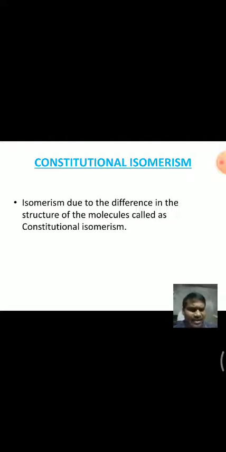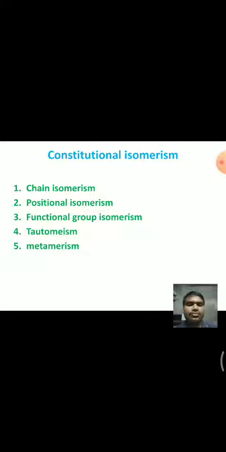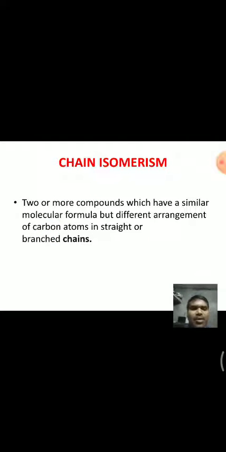That means structural isomers or constitutional isomers are the isomers in which the isomerism is due to the difference in the structure. That means these isomers have different structures. Those are said to be structural isomers or constitutional isomers. The constitutional isomerism is classified into different types: chain, positional, functional group, tautomerism and metamerism.